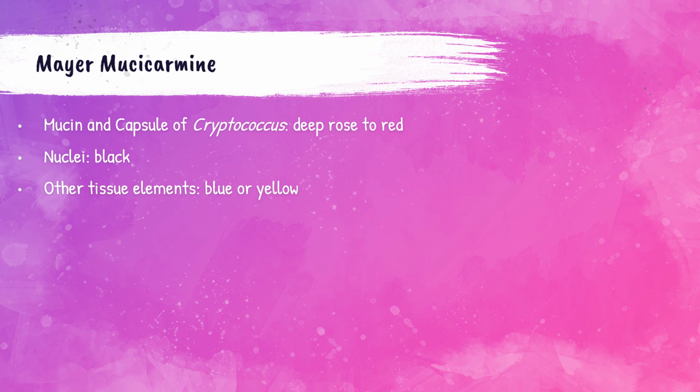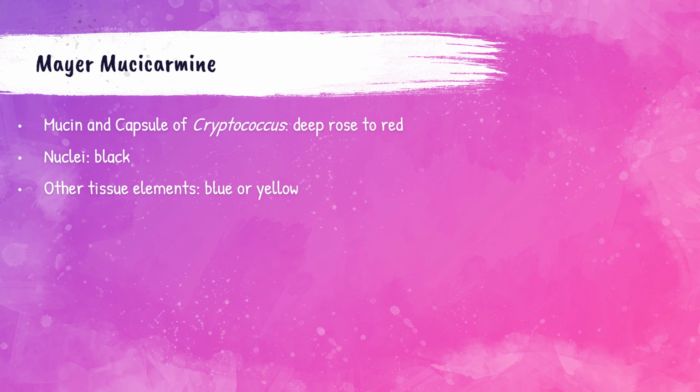With the Mayer mucicarmine stain, mucin will be a deep rose to red in color. Cryptococcus neoformans will also be a deep rose to red in color with this stain. Cryptococcus neoformans is a fungus that lives in the environment. People, usually those who are immunocompromised, can become infected with it, often in the lungs, and it can occur in the brain as well. Nuclei will be black with this stain, and other tissue elements are blue or yellow.